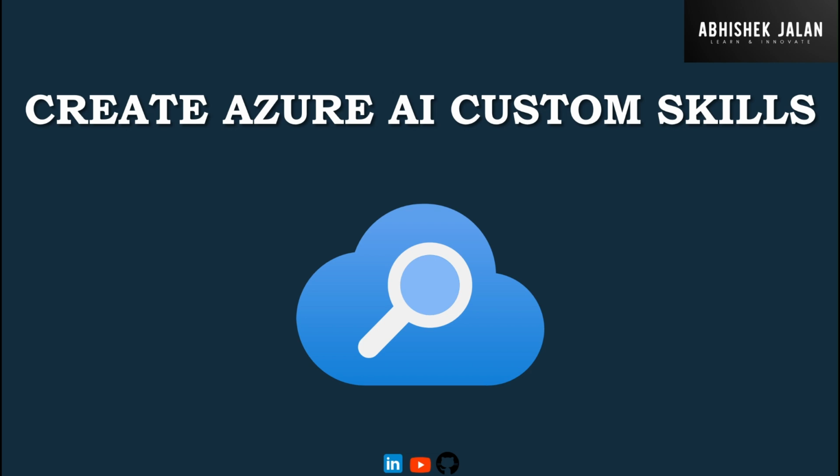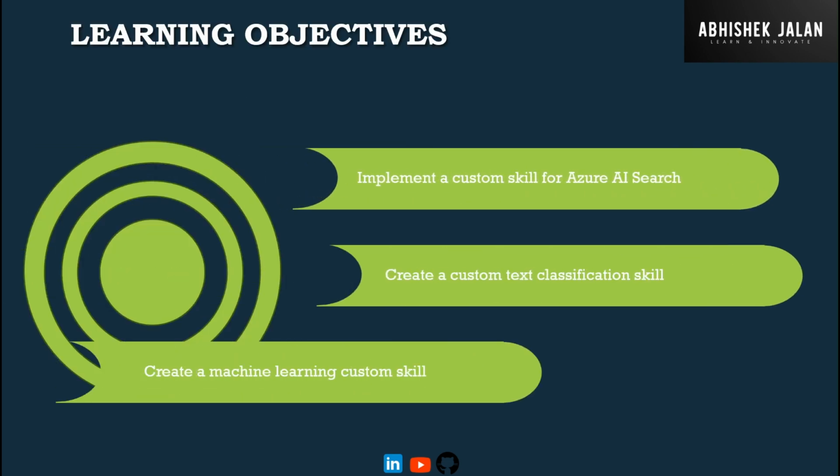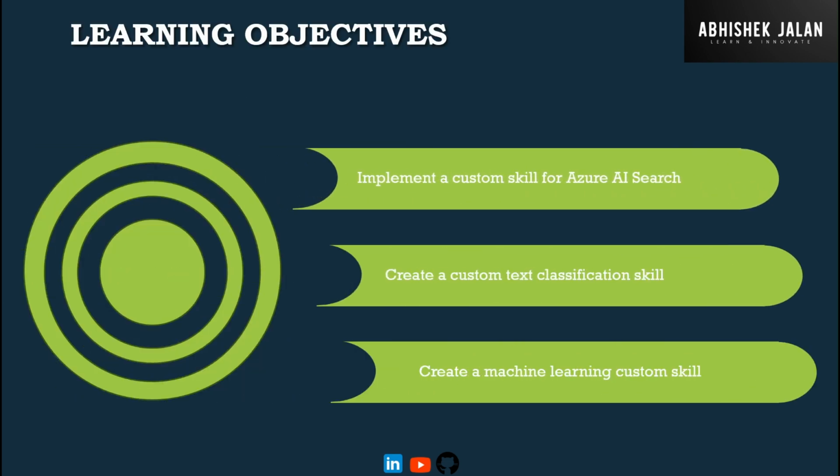Today's session forms part of a series of Azure AI Search videos that we are currently going through. So let's start. Today's learning objective is implementing a custom skill for Azure AI Search. We learn how to create a custom text classification skill, and we learn how to create a custom machine learning skill.